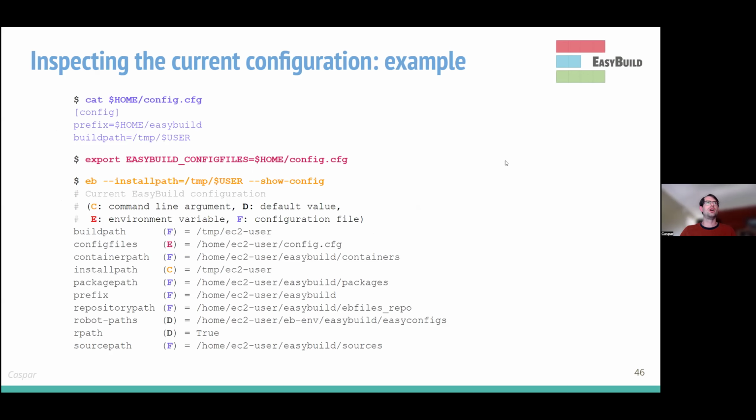So let's go through an example. I've created a configuration file. It just sets the prefix and the build path. I will set an environment variable to point EasyBuild to use that configuration file. That will be the EASYBUILD_CONFIGFILES environment variable, because the name of the configuration option is configfiles. And then if I do a show config, you will see basically where each of the configurations get set.